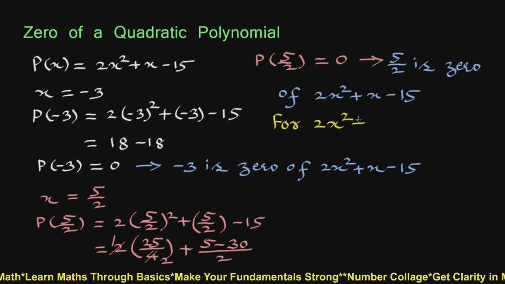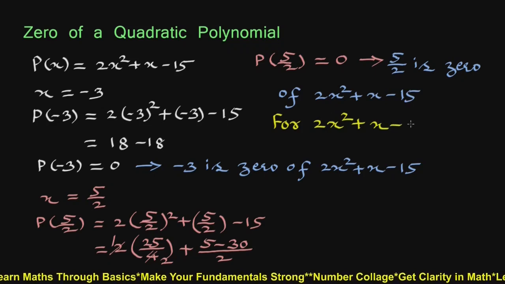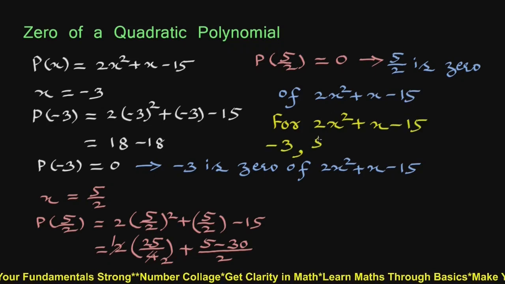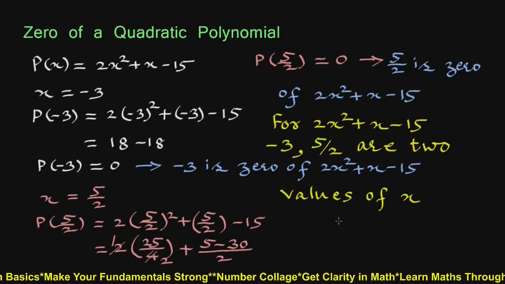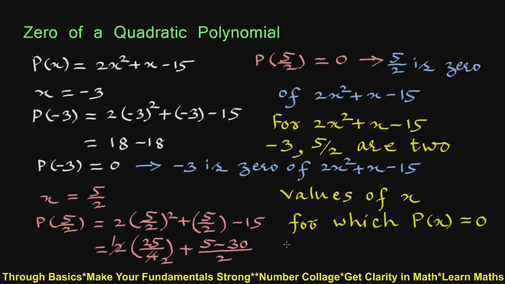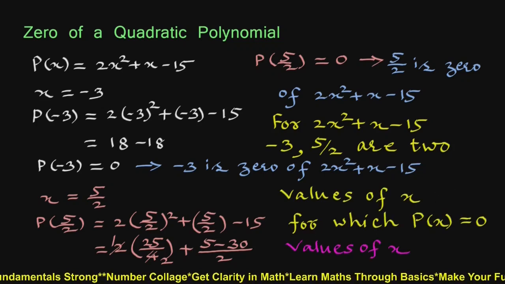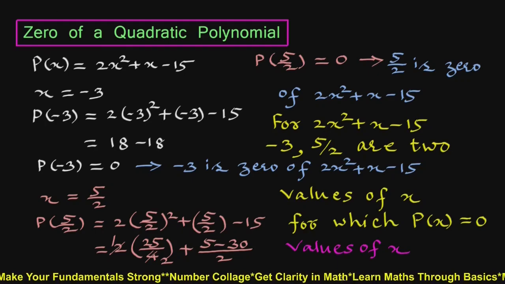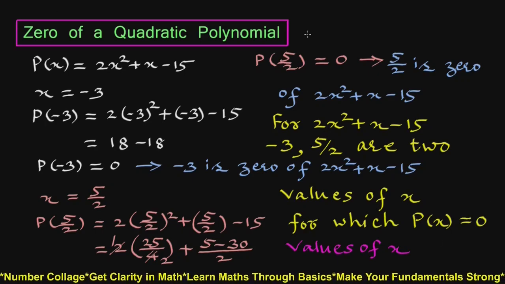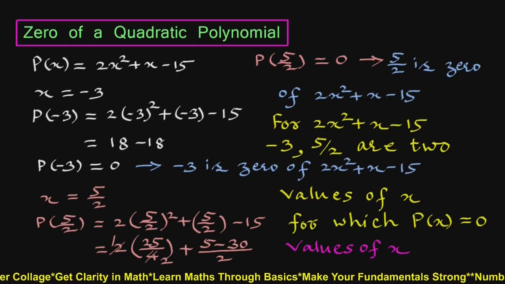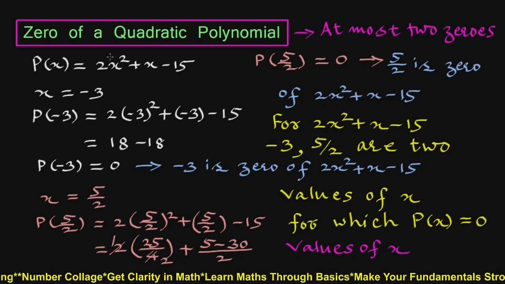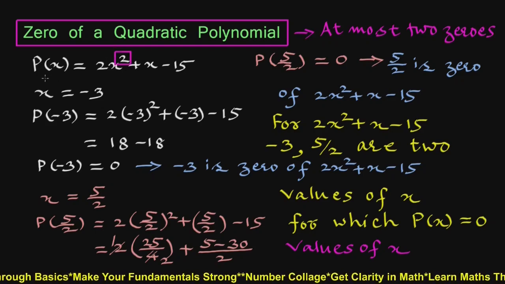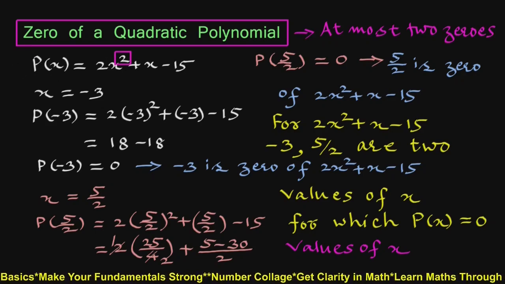So for 2x² + x − 15, −3 and 5/2 are two values of x for which p(x) is 0, and these values of x are called zeros of the quadratic polynomial. Every quadratic polynomial has at most two zeros because of the degree 2 of the quadratic polynomial p(x).